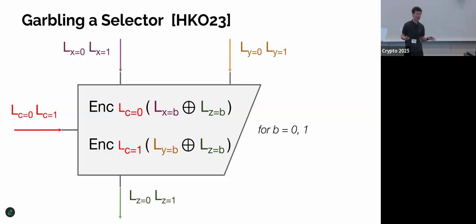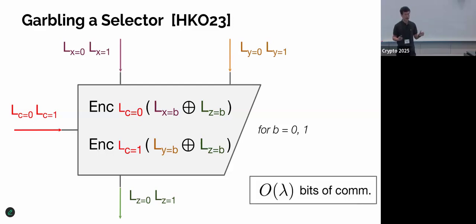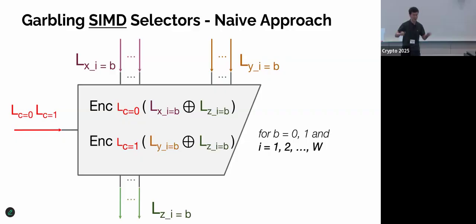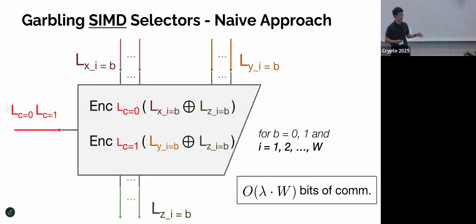Okay, so far we have assumed that the selector is only used to select a single bit. But in practice, we need to select multiple bits in a memory word. So here we have a communication that's constant, but if we want to select W bits, and you do it naively, the cost will also grow with W. This kind of primitive, where we use a single control wire to select multiple data bits, is often called single instruction multiple data, SIMD for short. So we're wondering how we can improve this.